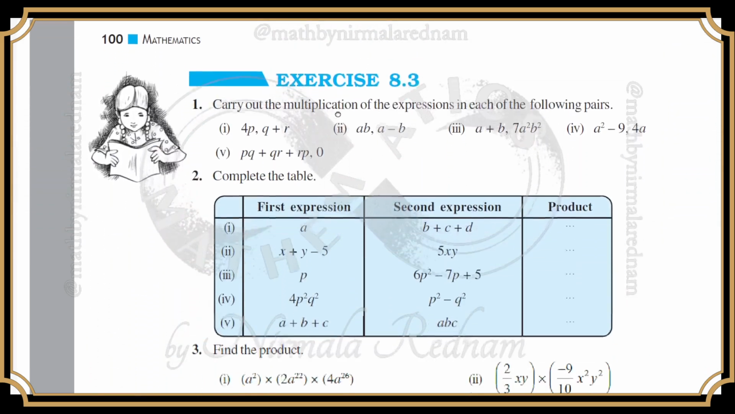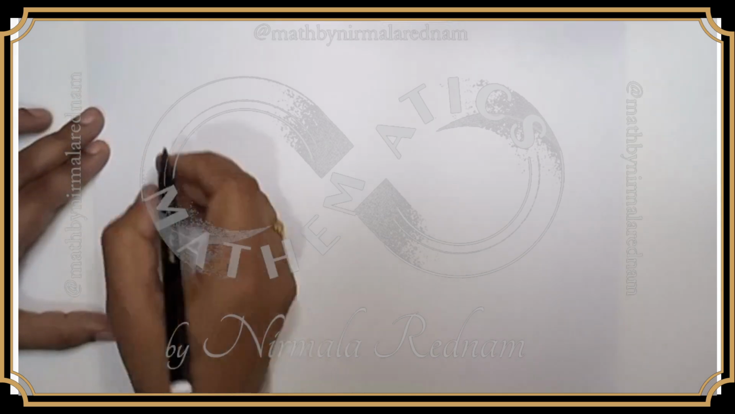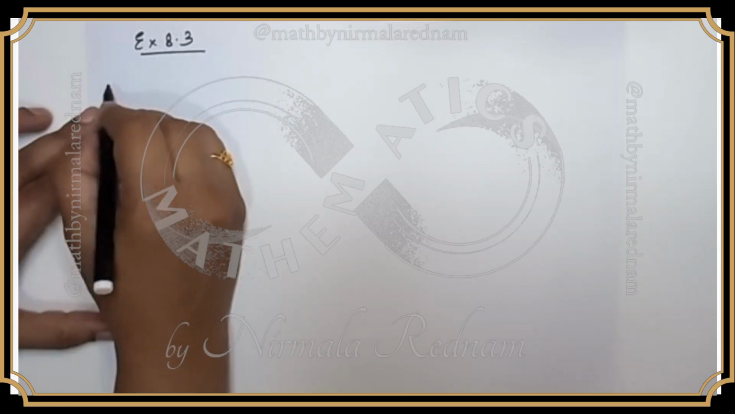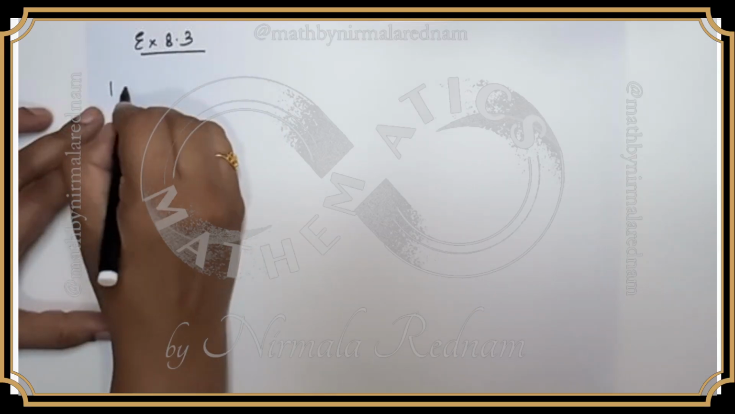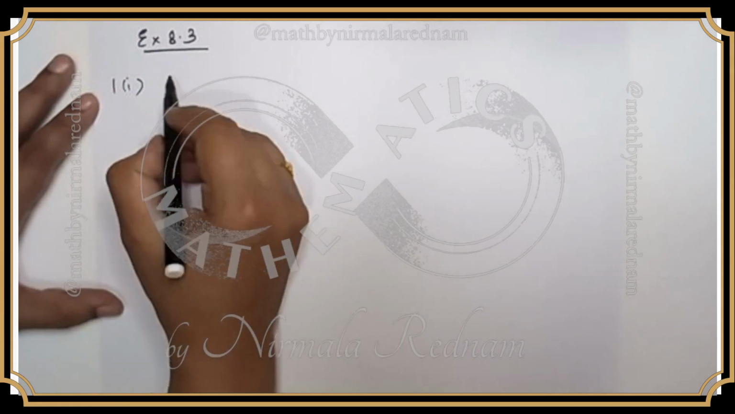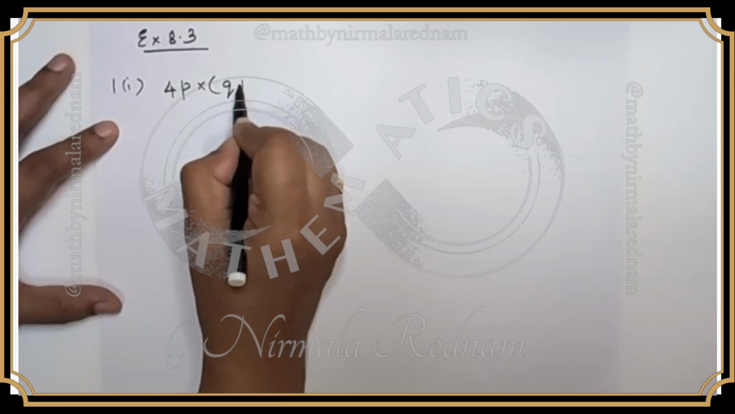Let's start the exercise. Carry out the multiplication of the given expressions. As you can see, in all these expressions, they have given one monomial and one polynomial. Let's look at the sums first. First sum. First question. 4p into q plus r.